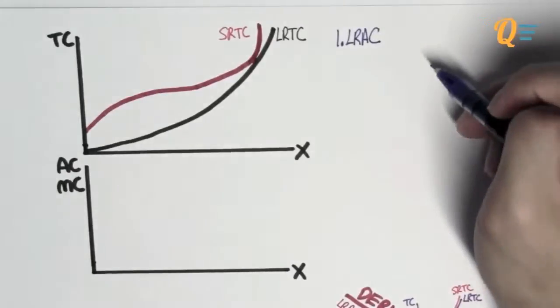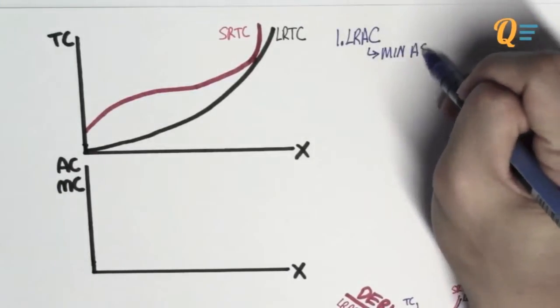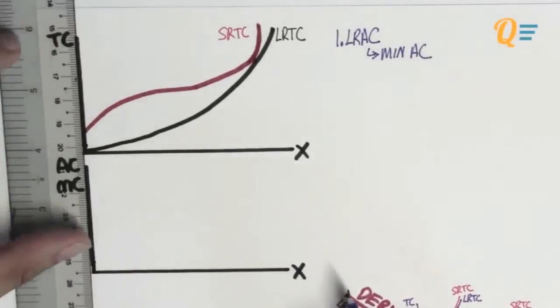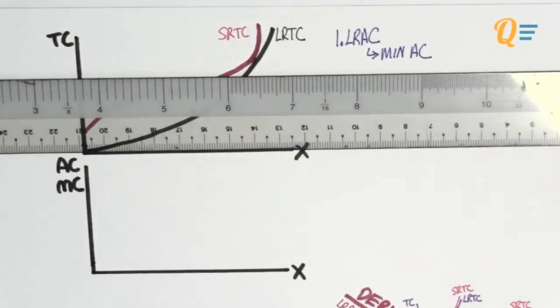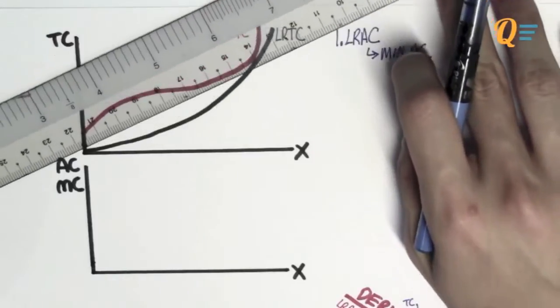So recalling from the previous video, the first step would be to determine where your LRAC is first. And of course the first step is to find out where is the minimum AC. And you will notice that the minimum AC is actually where the origin is, because as you can see from my ruler, that is the flattest point that my ray can go. Okay, so the minimum AC is at the origin itself.